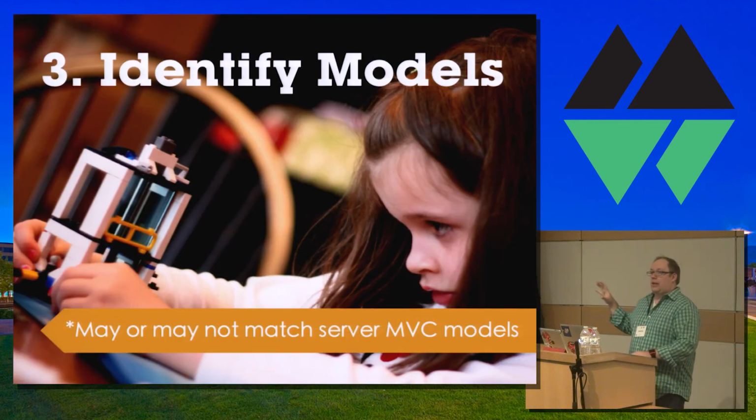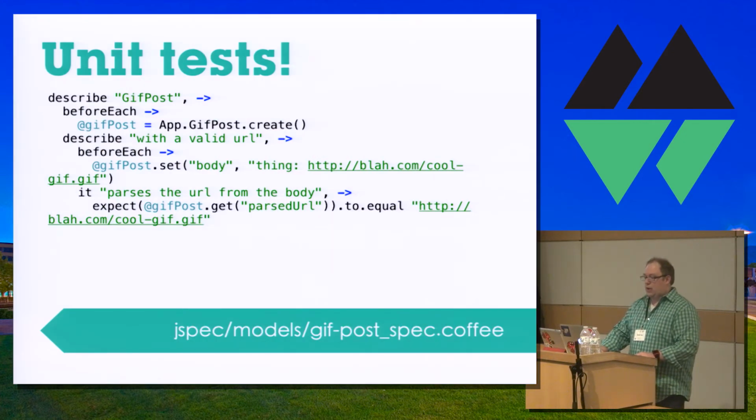The third step is that we need to identify models. What I mean by that is there are things that you rely on in your client side that are persistent, that have state, and your server-side MVC might give you some first clues toward this. It probably won't wind up matching exactly what you wind up with, but it's actually a pretty good place to start. In this case, we get to drive with the test.